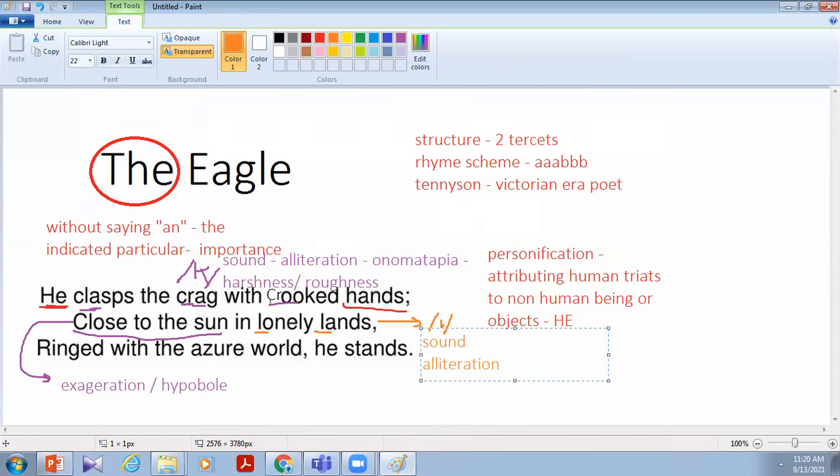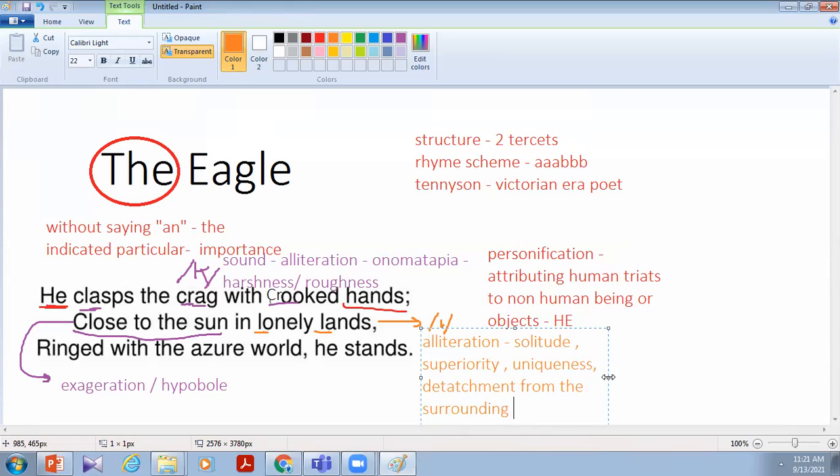What does this alliteration of "lonely lands" indicate? It's also a metaphor. If you say lonely lands, it indicates the bird's solitude, superiority, and also uniqueness. Detachment from the society, you can even say that, detachment from the surroundings.